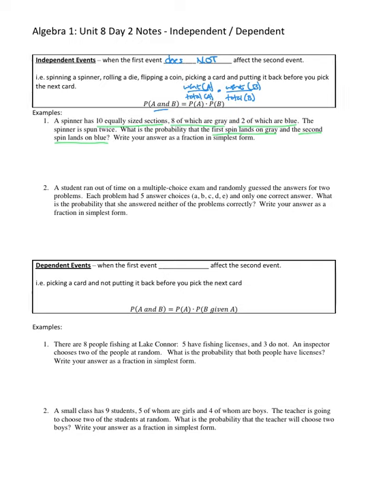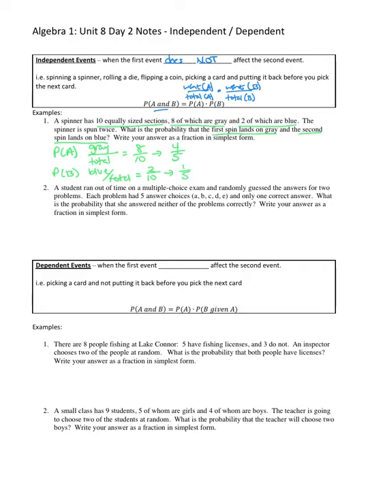Now I've got a question. Does the first spin have any impact on the second spin? Right, it does not. The first spin has nothing to do with the second spin. So probability A, we want gray out of total is 8 gray out of 10, reduce it, 4/5. Probability B is blue out of total, I ran out of room, equals 2 out of 10, which is 1 out of 5.